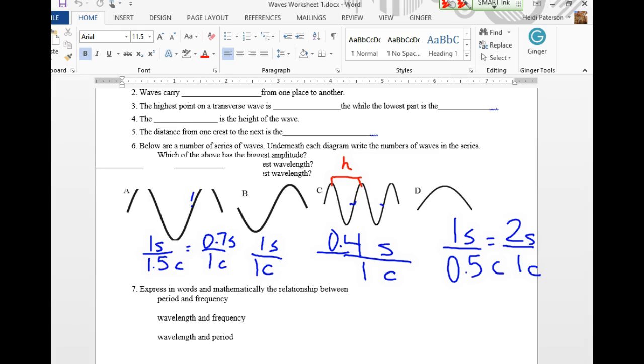So you said picture C had the highest frequency. Because it has the highest frequency, what is the wavelength like compared to the other pictures? Compare the frequency and the wavelength.